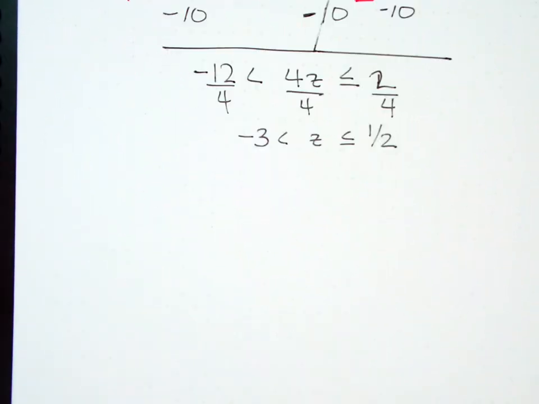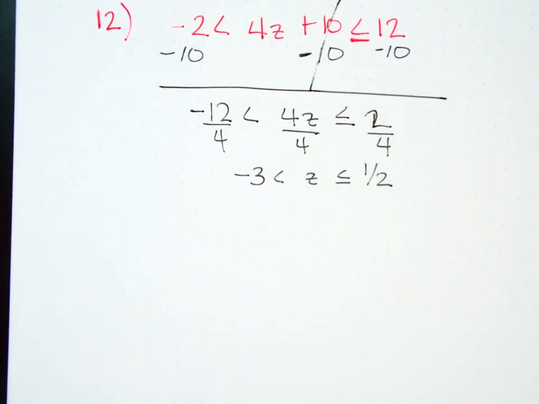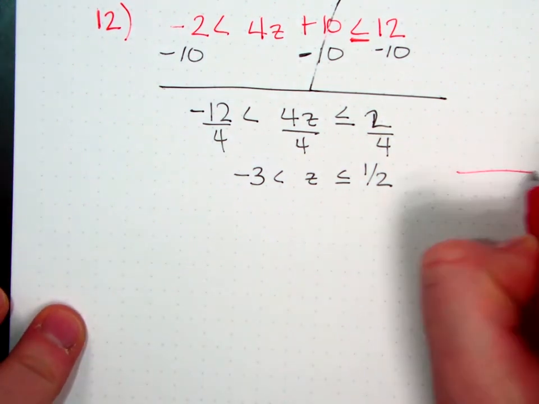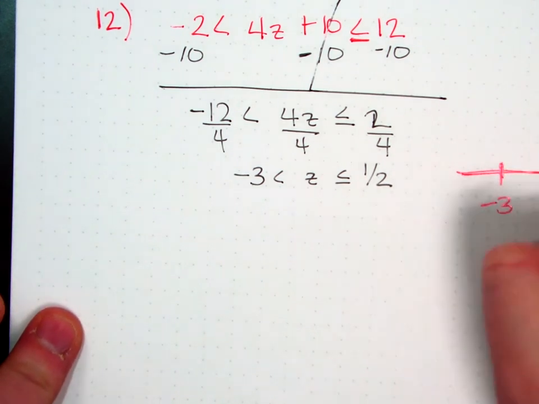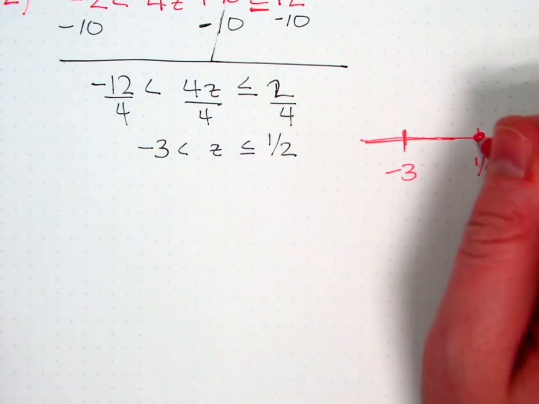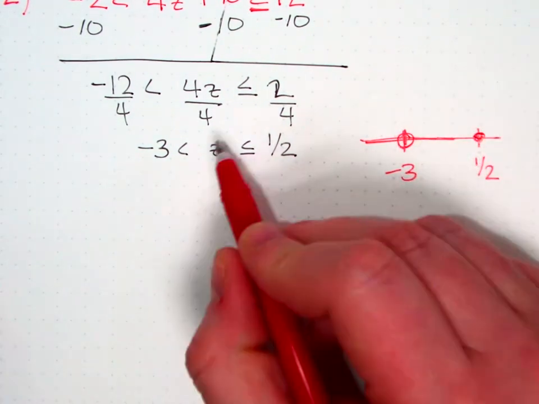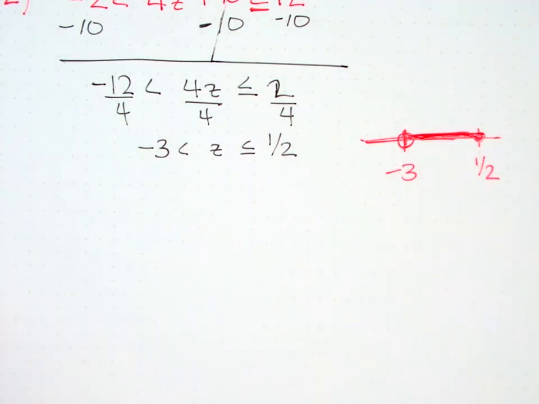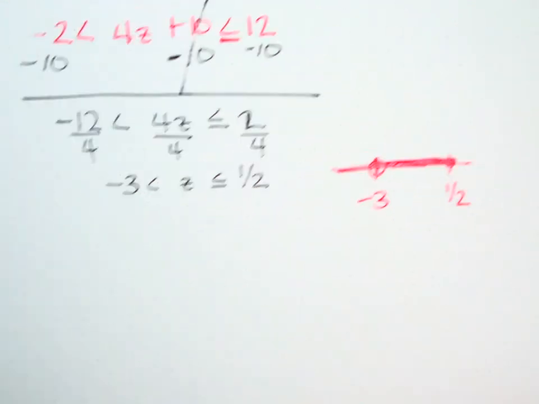Questions on that one? Now, that's solving it. If you had to graph it, mind you, we could ask you to graph anything. Graphing. Negative 3, 1/2, closed circle on a half, open circle on a third. Because z's all in the middle, my answer's all here in the middle. So that's if you had to graph it, like you do on number 16. Number 13.